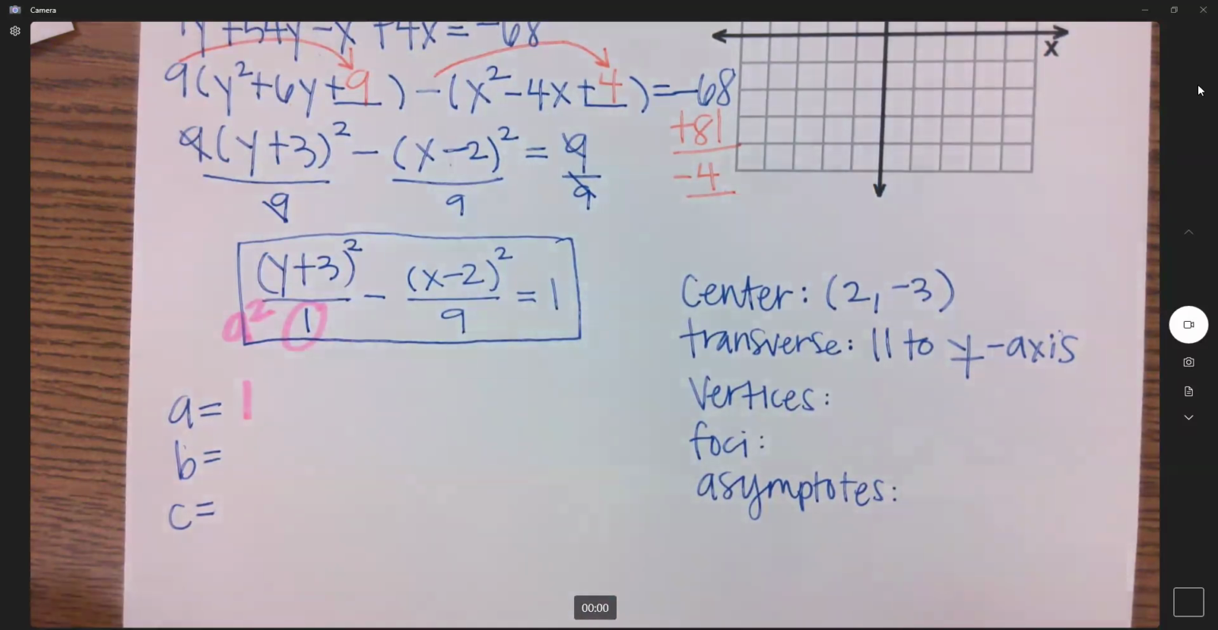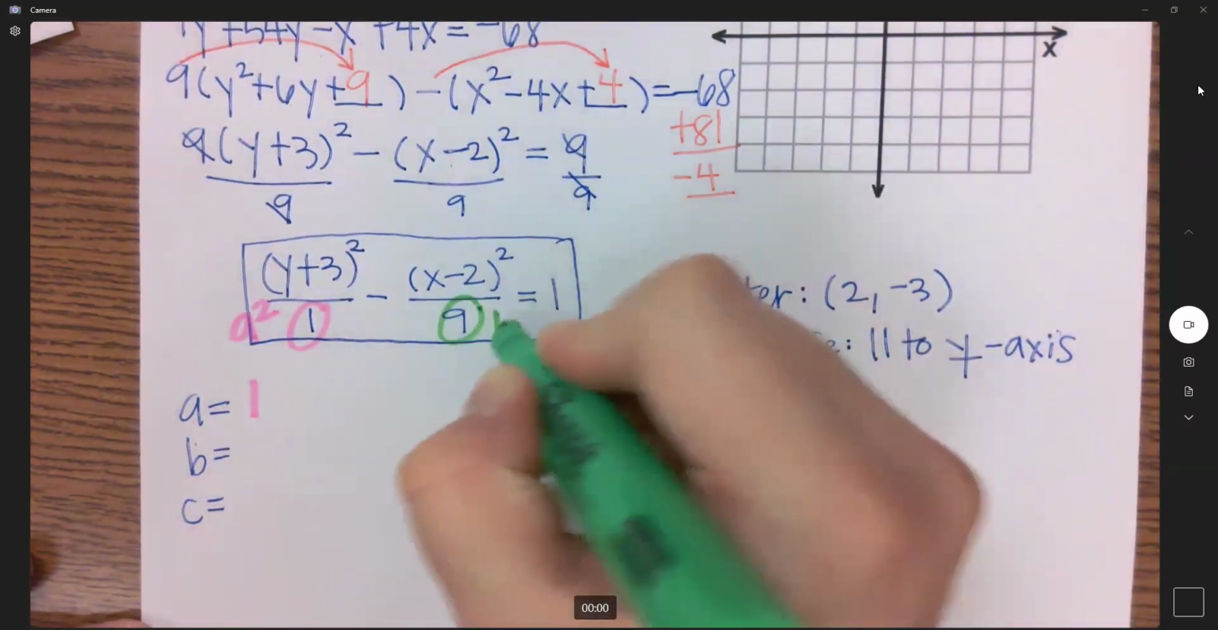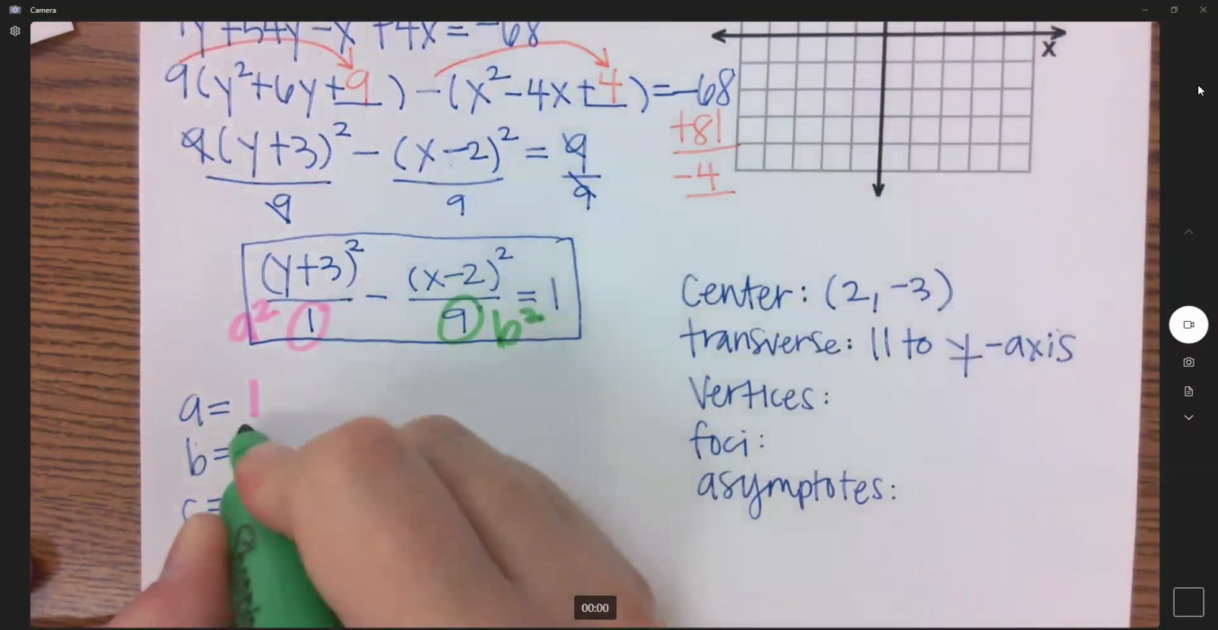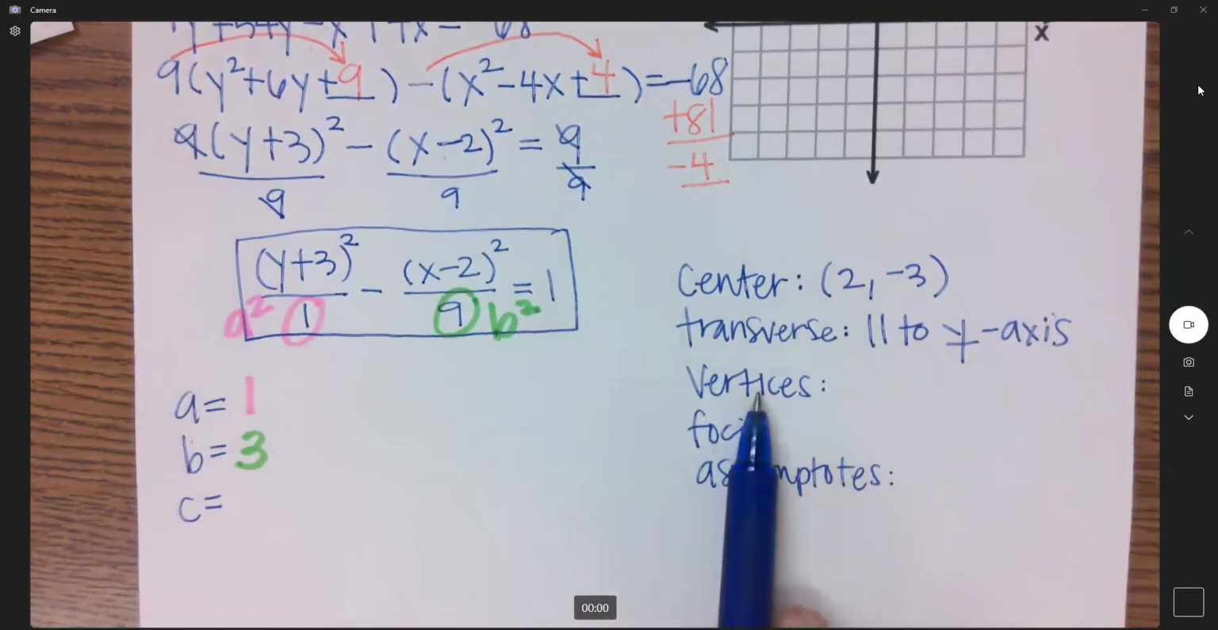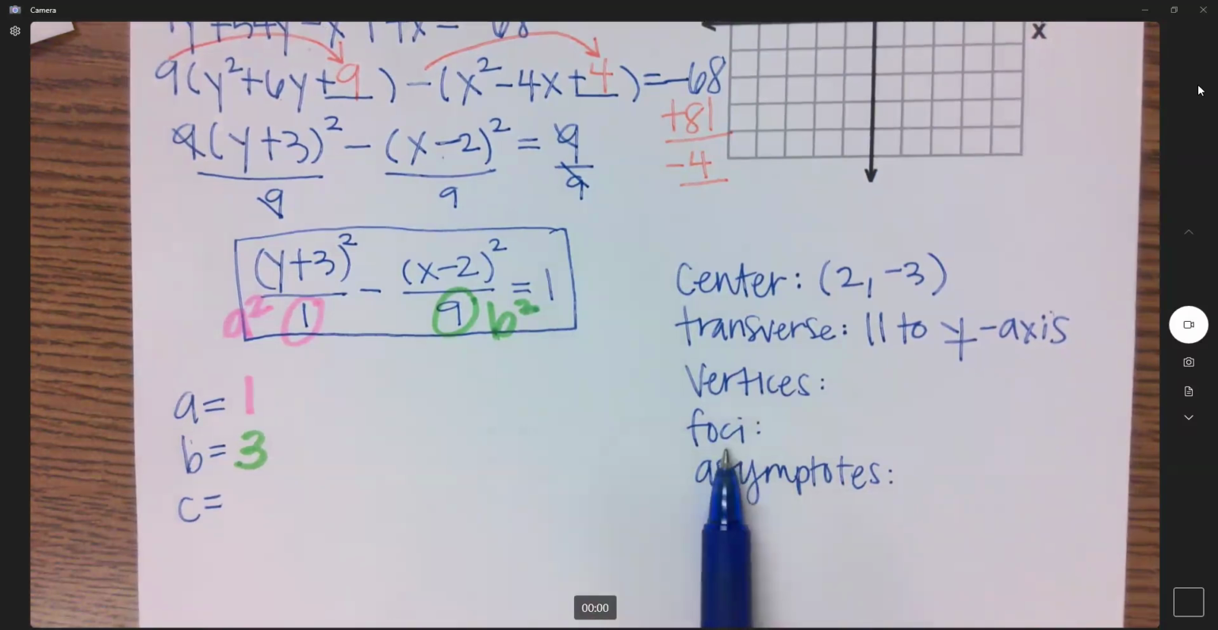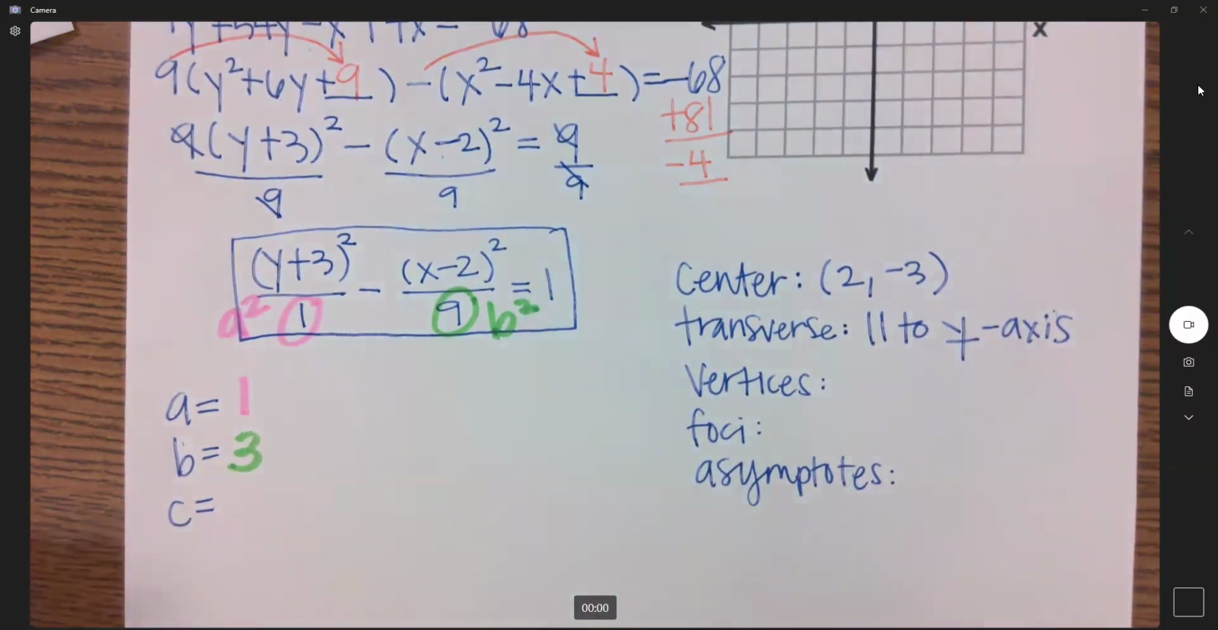It's 1. And this is my B squared. So that's 9. So I can go ahead and solve vertices and asymptotes, but let's go ahead and find C so we have all the information.